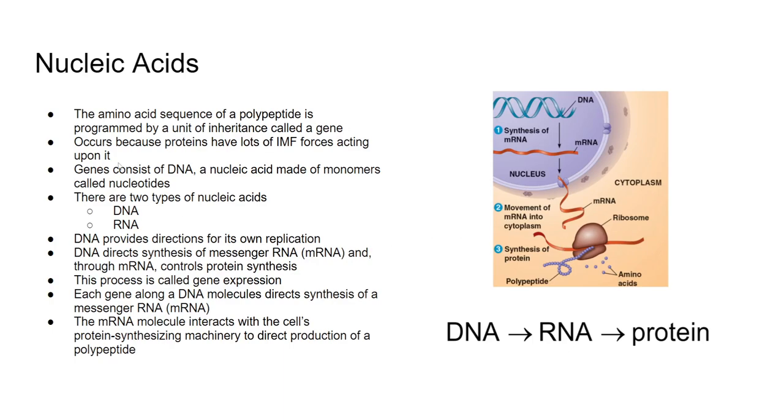So genes consist of DNA, a nucleic acid made of monomers called nucleotides. There are two types of them that we refer to as DNA and RNA, so deoxyribonucleic acid and ribonucleic acid. DNA provides directions for its own replication, so it basically tells itself what to replicate into, which we'll get into when we talk about DNA replication in our mitosis and meiosis video. And DNA directs synthesis of messenger RNA, or mRNA. And through mRNA, it controls protein synthesis, so we want those proteins to be made.